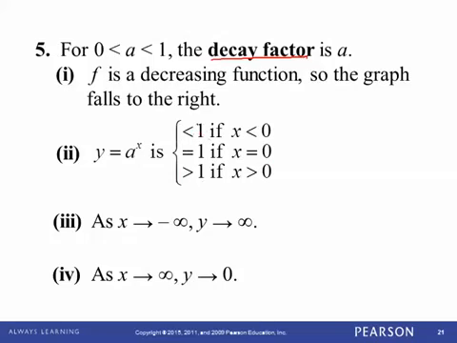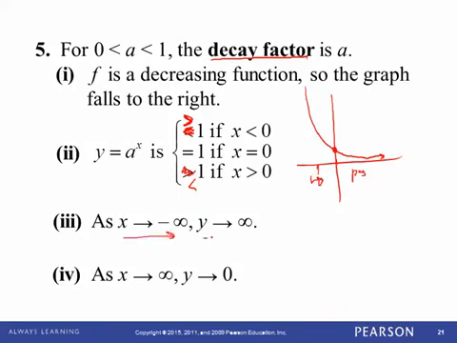Let me check. Yeah, okay. Sorry, my mistake here. For the decay factor, the graph goes like this, right? So if x is in the negative territory, that means it's going to be above 1. At x equals 0, it's a 1. And in the positive territory for x, it's going to be less than 1. It's always underneath. And again, let's see if this makes sense here. As x goes to negative infinity, y goes to positive infinity. As x goes this way, the graph goes higher. As x goes this way, the graph tends closer and closer to 0.